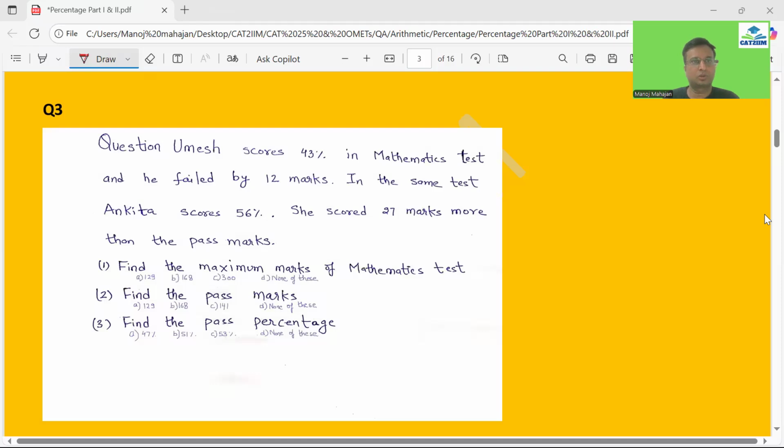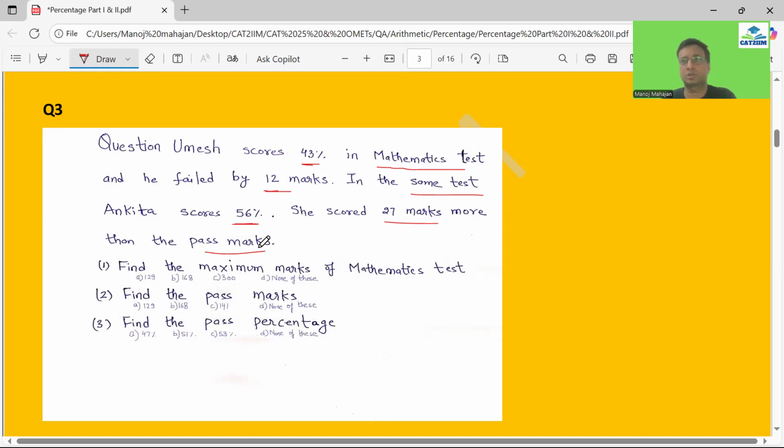So let's have a look at the next question out here. It's a very basic question which I have created over here to make you understand the super trick shortcut. See over here, Umesh is scoring 43% in the mathematics test and he failed by 12 marks. In the same test, Ankita scores 56%. She scored 27 marks more than the pass marks. So there are 3 parts to it.